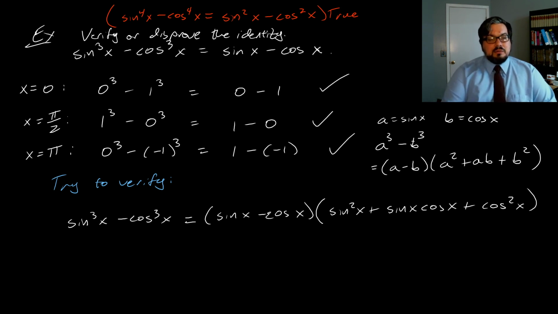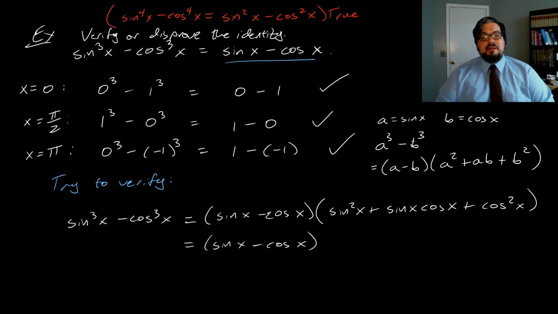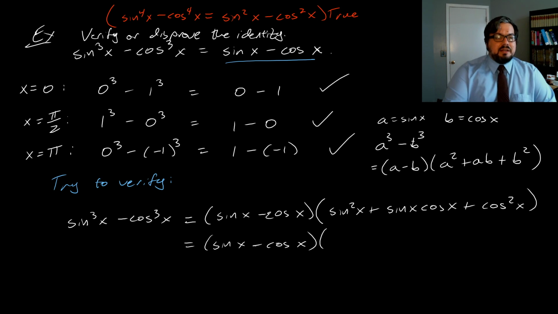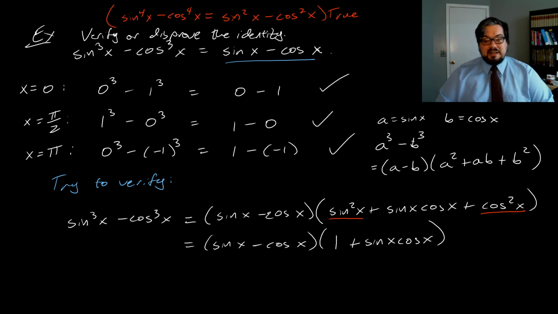And so now we can simplify things further. We have this sine x minus cosine x term right here, which actually exactly matches the right-hand side of the equation that we were trying to work with. Now over here, notice that we've got a sine squared and a cosine squared, and whenever you've got a sine squared and a cosine squared added together, you can replace that with 1. And then we have plus sine x cosine x.